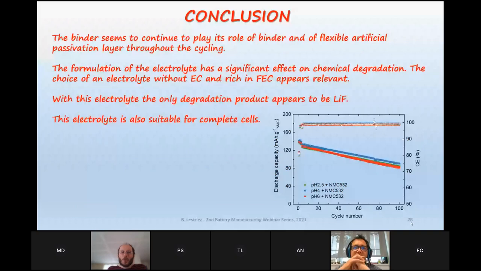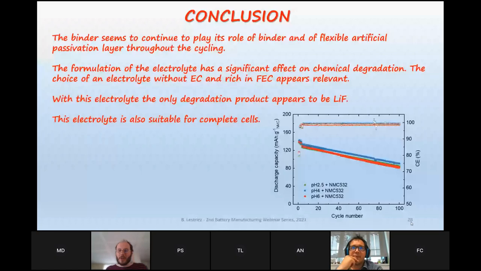Yeah, so here, as far as I know, we've been able to see for the first time the binder after some cycles, because fortunately, the only liquid electrolyte degradation product was LiF, thus the organic matter we saw was the binder, and it was lithiated. So it continued to play its role of binder and flexible artificial passivation SEI through the cycling. That is a significant result, I guess. Before it was speculated, I think we are showing it there.